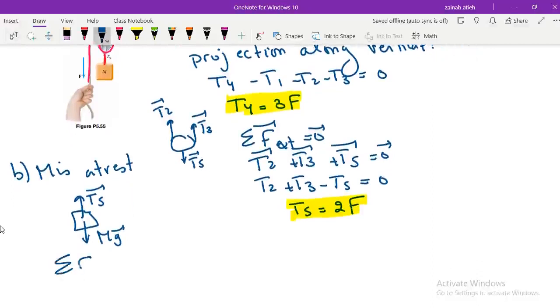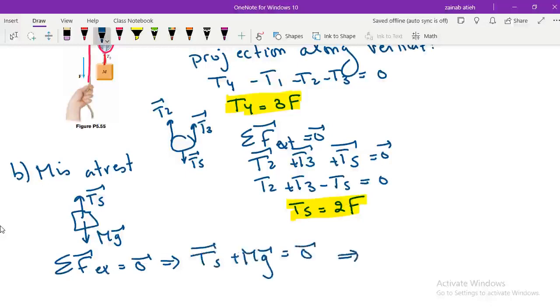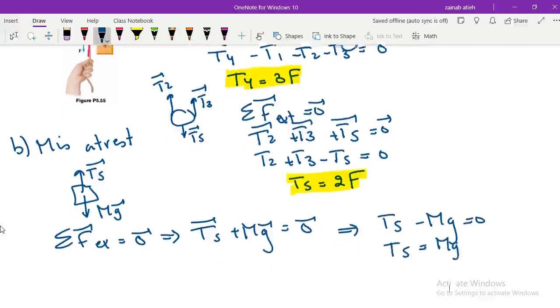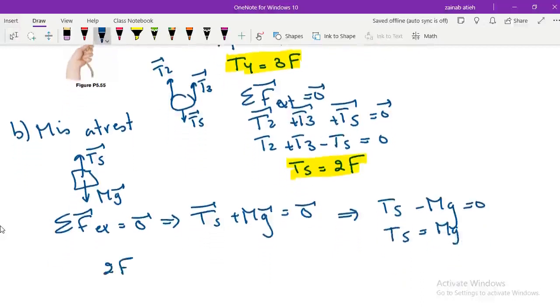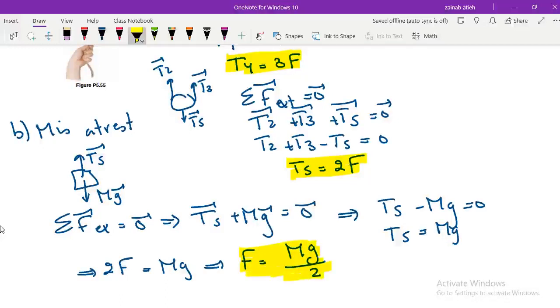The sum of F external is equal to 0, which implies T5 plus mg equals 0. Projecting along the vertical, T5 minus mg is equal to 0, so T5 is equal to mg. We found that T5 is 2F, so 2F equals mg and we get F equals mg over 2. Okay, I will mark it with yellow. This is how the question ends. I will add a part of my own.